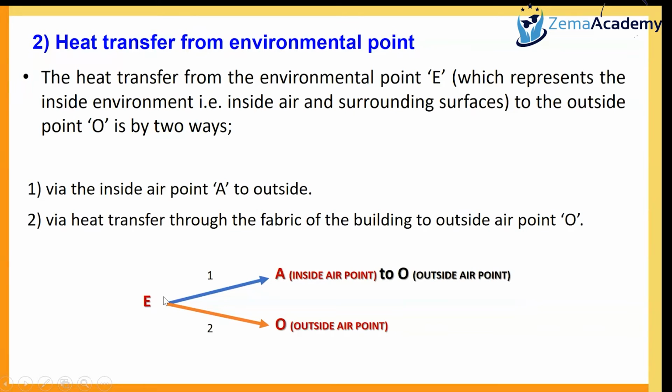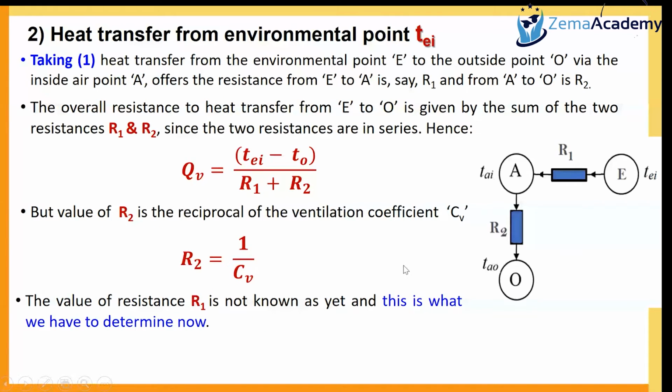So you can see this process over here. If I add any heat at this point E, it would either follow path 1 and go to the inside air point, and from the inside air point to the outside air point, or it would go to point O by following path 2. Because there are two pathways involved, we need to look at each of them separately. First we will look at the path E to A, and then we will look at the path E to O. So let's look at the part of E to O.